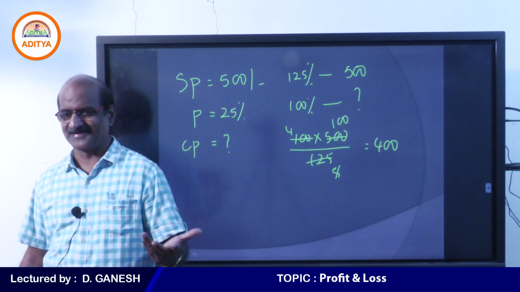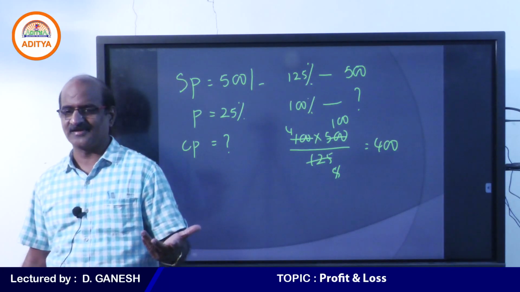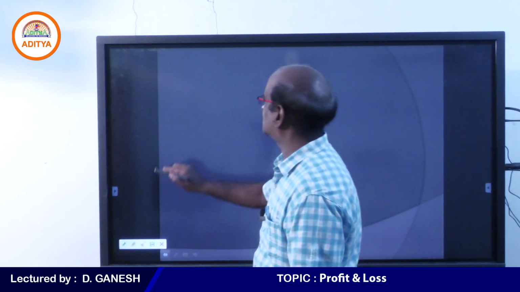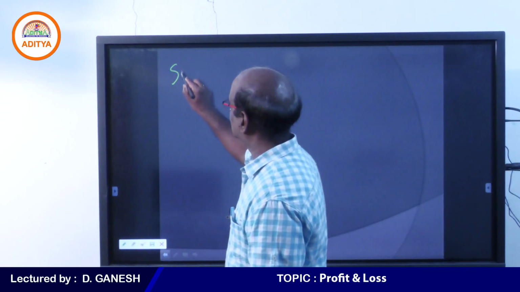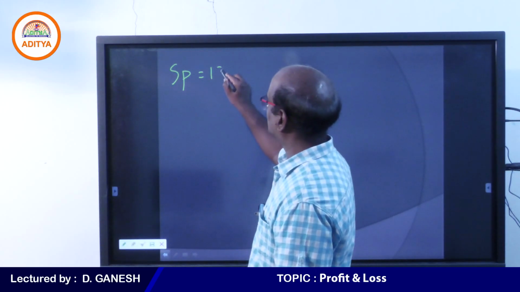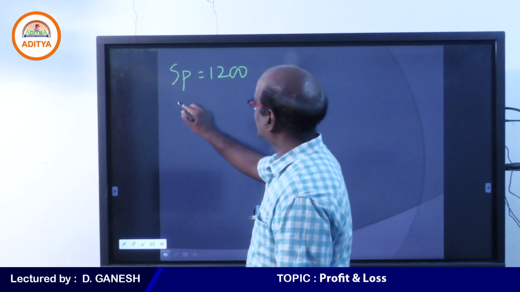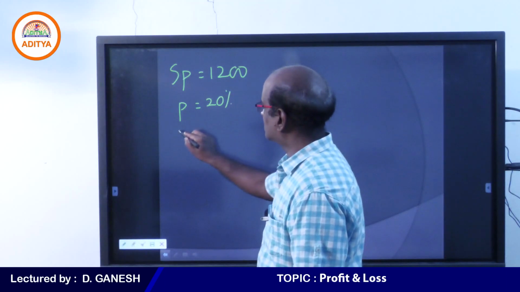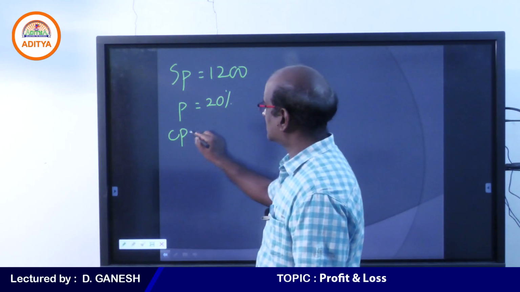I think you understand that. Very well done. Now please look at this question. For example, if I give the question something like this: by selling an article for 1200 rupees, if a trader gets a profit of 20%, my question is, what should have been the cost price?